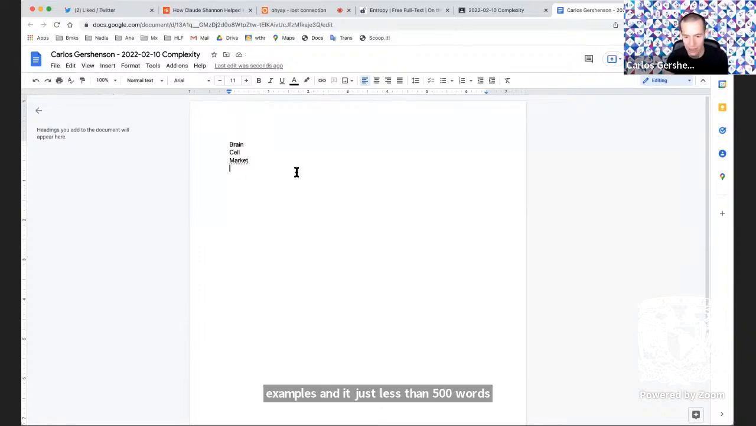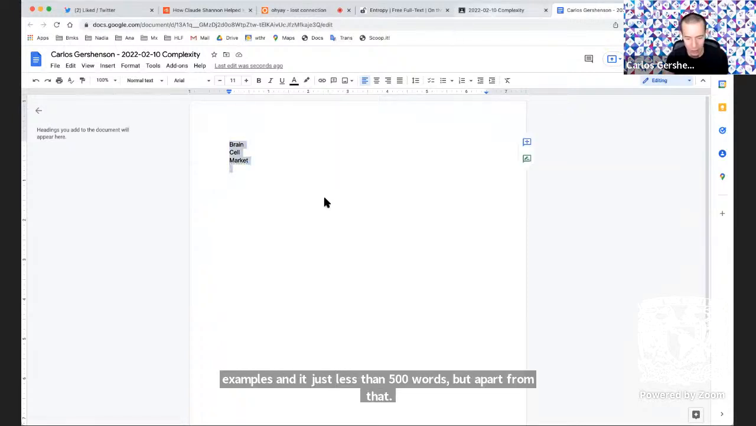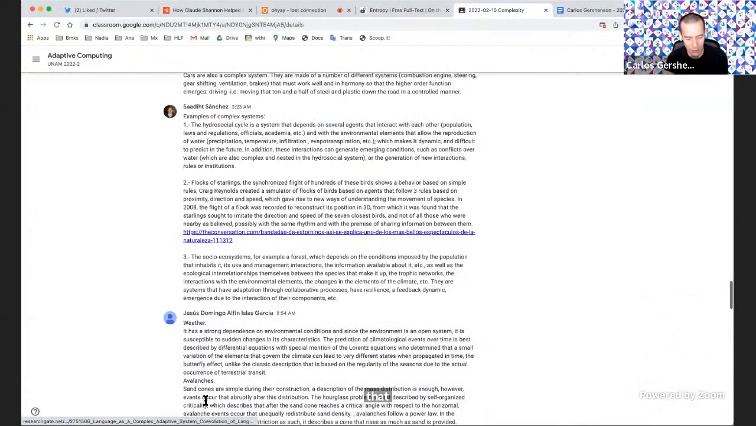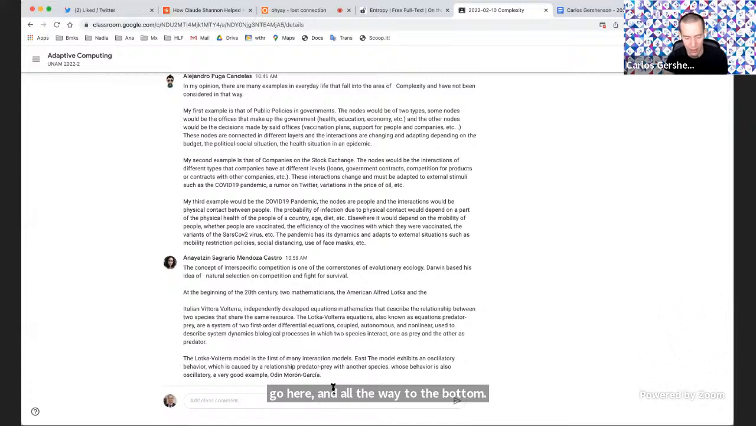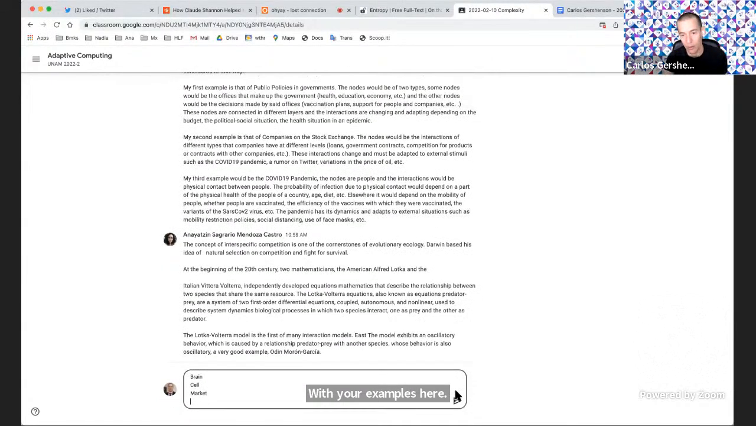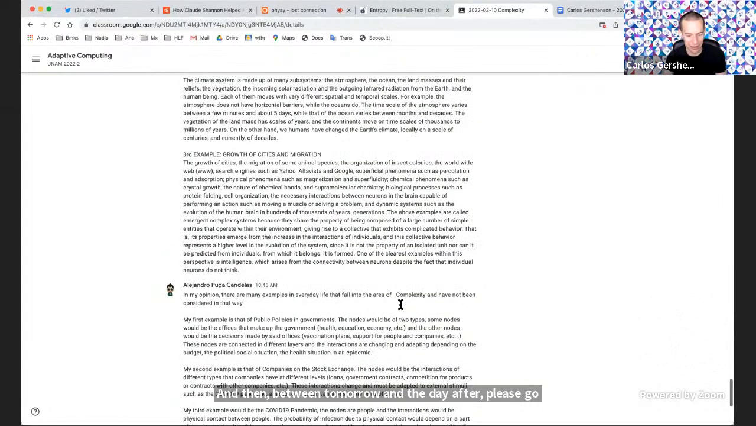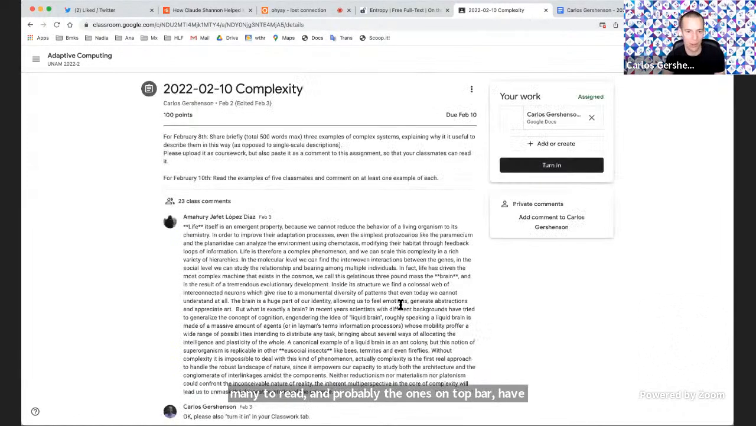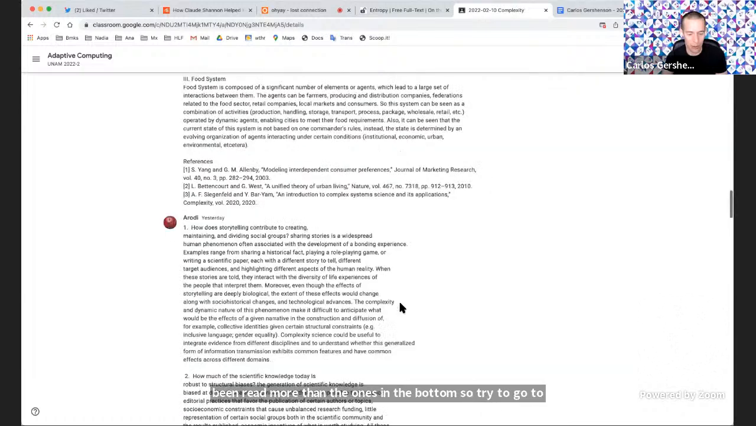But apart from that, go here and all the way to the bottom, put your examples here and post them, so that by Thursday, this should be done today, and then between tomorrow and the day after, please go through some of the examples. I mean, there are way too many to read, and probably the ones on top have been read more than the ones in the bottom, so try to go to the ones on the bottom and comment on some of them.